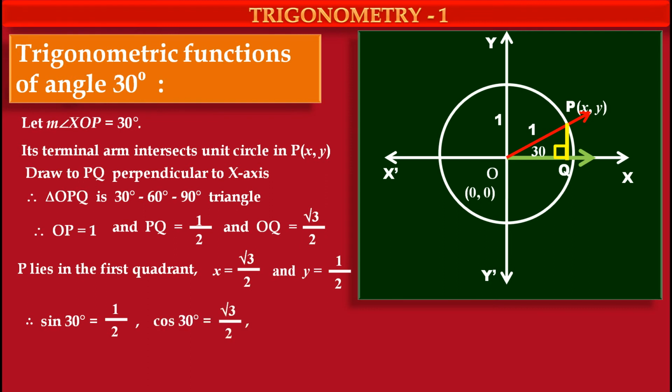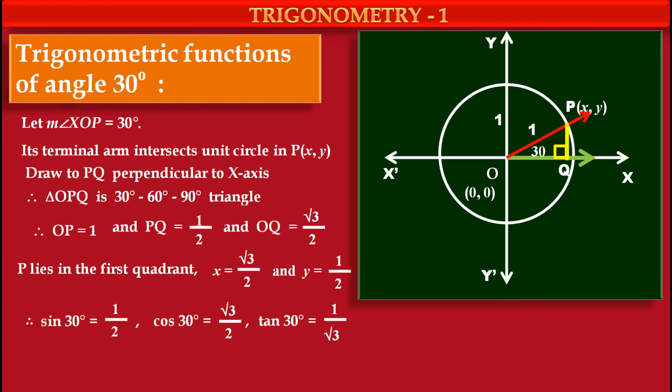Now x means cos 30. That means cos 30 is equal to x, and the value of x is √3/2. So we can say cos 30 is equal to √3/2. Now tan 30. Tan 30 means sin 30 upon cos 30. So it is 1/√3.